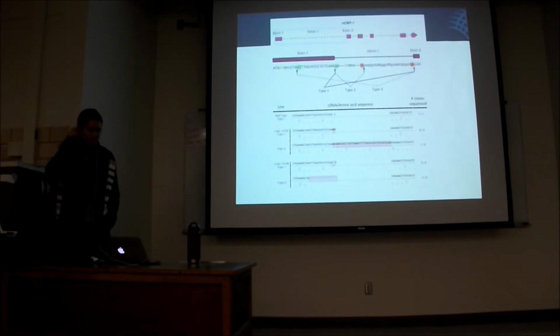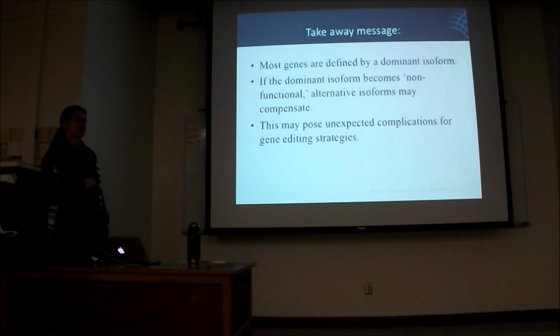I know that's a little bit hard to follow. Some of you are really frowning at me right now. Some of you are nodding. So let me just try to give you my take-home message here, which is that I think it's important to recognize that most of the genes that we think about in plant genomes, or any genomes, are defined by a dominant isoform. But if that dominant isoform becomes non-functional, alternative isoforms might be able to compensate, and we just need to be aware of that when we're designing these strategies for targeting different genes.